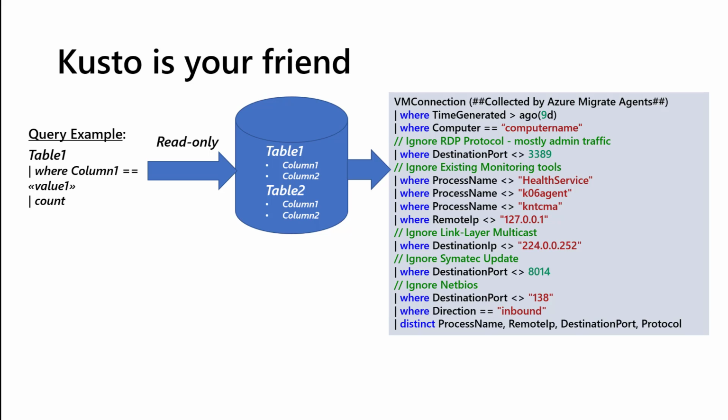So as I said, we can run Kusto queries directly at the data that's being collected. Log analytics uses a lot of different tables depending on what kind of data source is being collected. We can run Kusto queries, which are read-only, against that data.